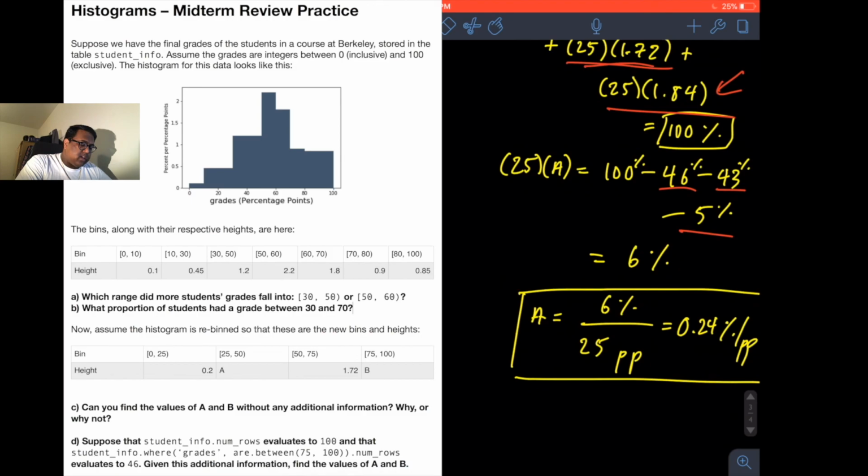That was just the area though. I needed to find the height, which was the area divided by the width, which was 25 percentage points, which gave me that 0.24% per percentage point was the height of the A bar. So A was 0.24. And that just about concludes this video on histograms practice.